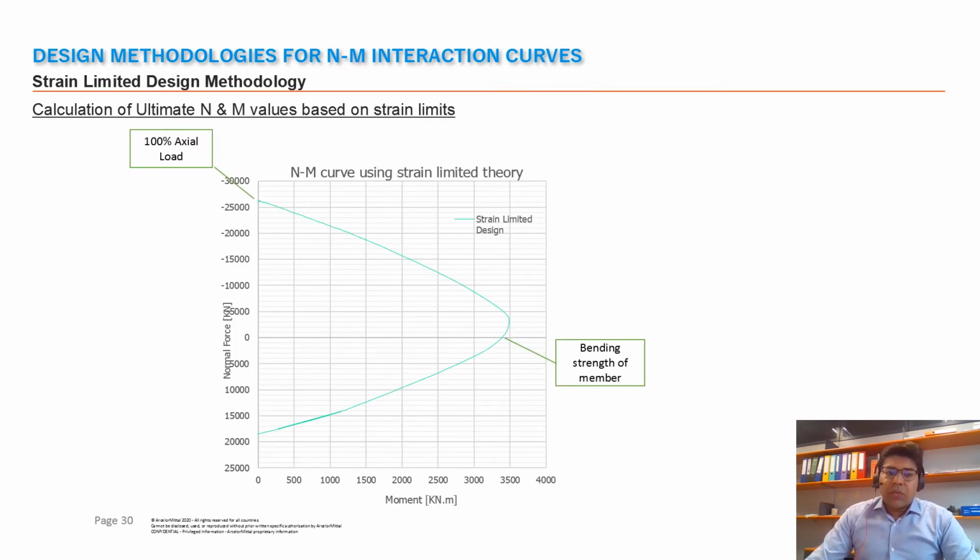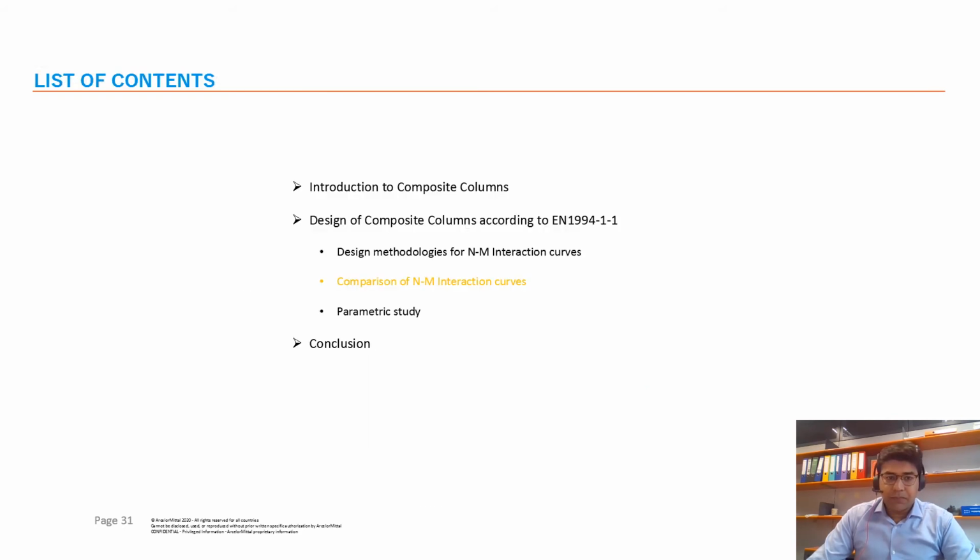And once we have captured all the strains and the methodology described earlier, we can calculate the curvature at different locations, followed by calculation of stresses and eventually the N and M values for different fibers, generating an NM interaction curve based on strain limits. So finally, the comparison of the NM interaction curves here.